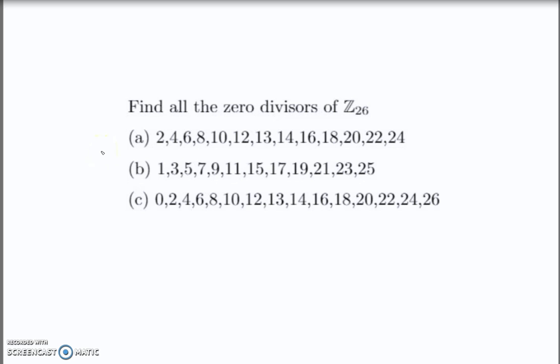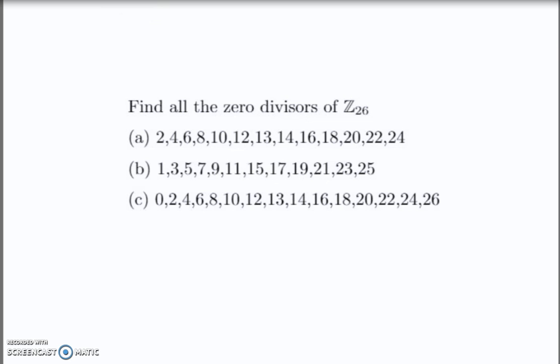And then option C looks very tempting. The only problem here is that 0 is included in there, and 0 can actually never be considered a zero divisor. We're never going to be thinking of that as a zero divisor. And also we have the number 26. Since we're working in Z mod 26, our set does not consist of the number 26. It only consists up to the number 25. So A would be our answer.